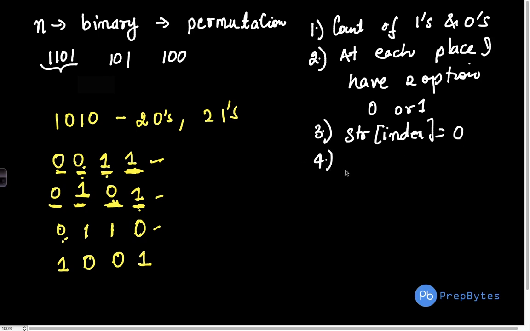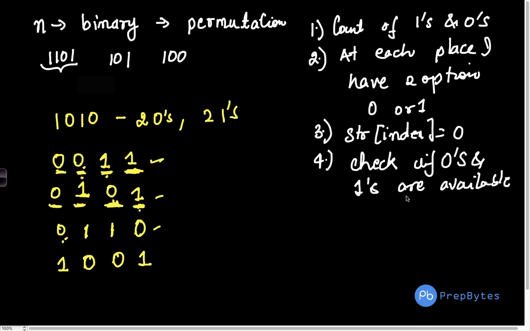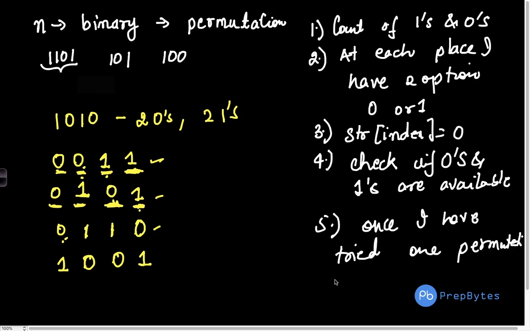Then what are the steps we did? I checked whether zeros and 1s are available. So let's say I check if zeros and 1s are available. If the number of zeros is over, I have no option but to put all the remaining places as 1s, or vice versa. I'm not telling you this is the exact thing. I'm just writing down my findings. And then once I have tried one permutation, I will go back and try the other options.